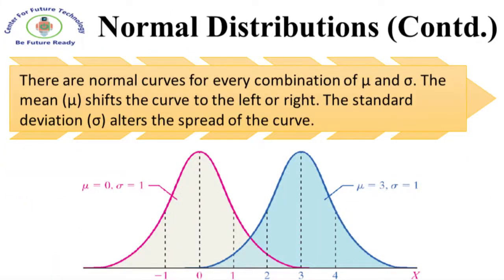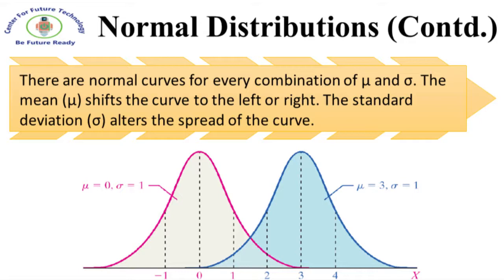There are normal curves for every combination of mean and standard deviation. The mean shifts the curve to the left or right. The standard deviation alters the spread of the curve. The first pair of curves have different means but the same standard deviation. The second pair of curves share the same mean but have different standard deviations.